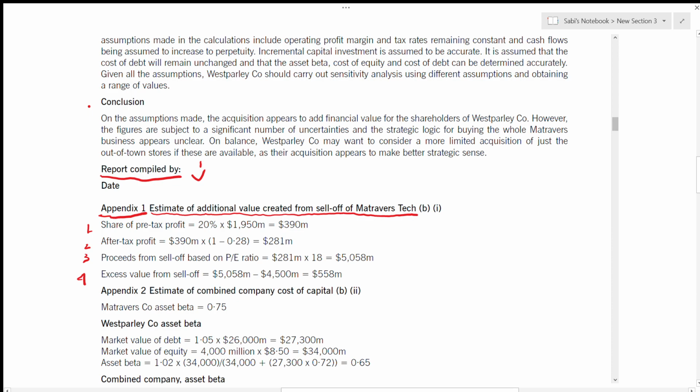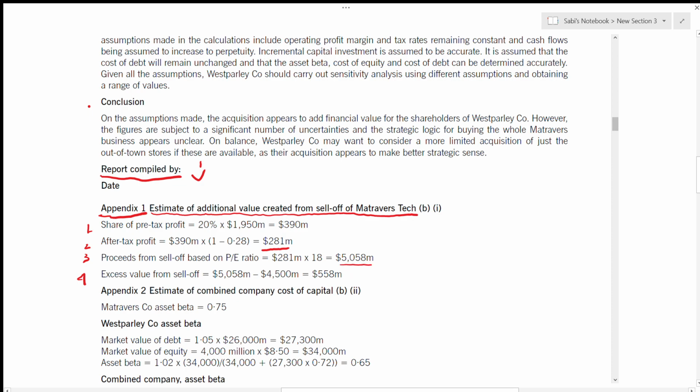Proceeds from the sale based on PE ratio. Now, this is your earnings. Earnings, profit, whatever you can call it. Start with pre-tax profit, find after-tax profit, then that profit you have to multiply by the PE ratio. So now you multiply that by 18 to get the proceeds. So this is your proceeds.